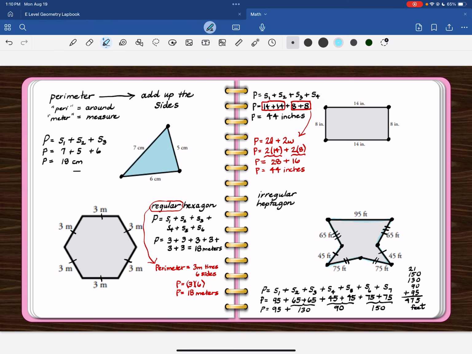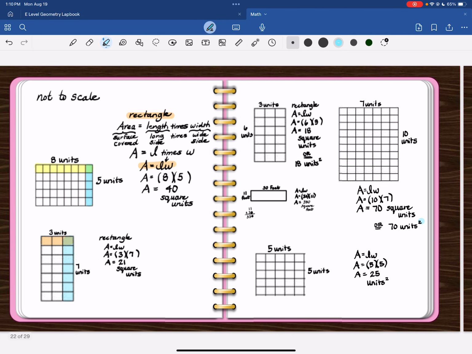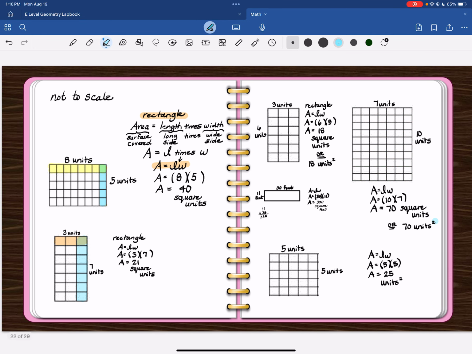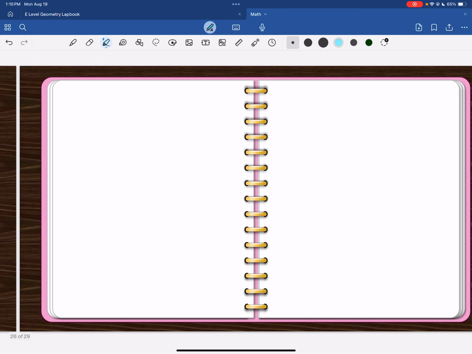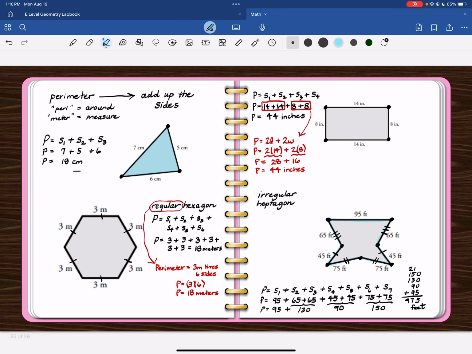So you can see that this is getting quite a bit harder. We were counting squares, and then we learned formulas, and we did perimeter, and we're getting ready to go back to composites. That'll be our last video lesson.